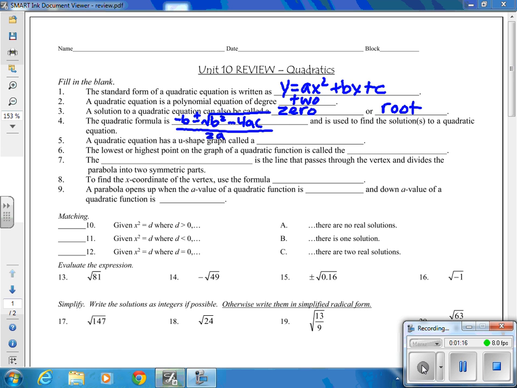Number 5, a quadratic equation has a U-shaped graph that is called a parabola. For number 6, the lowest or highest point on the graph of a quadratic function is called the vertex. Number 7, the blank is the line that passes through the vertex and divides the parabola into 2 symmetric parts. That would be your axis of symmetry.